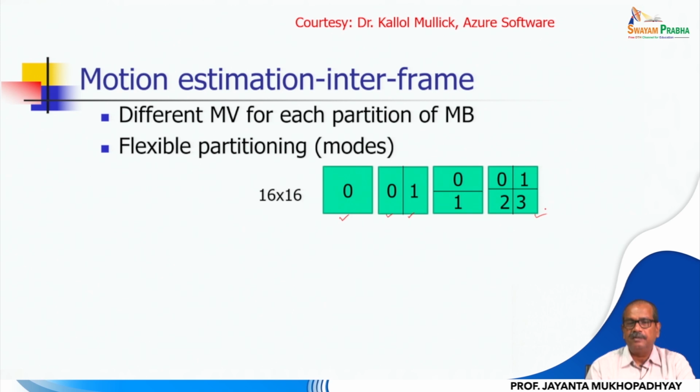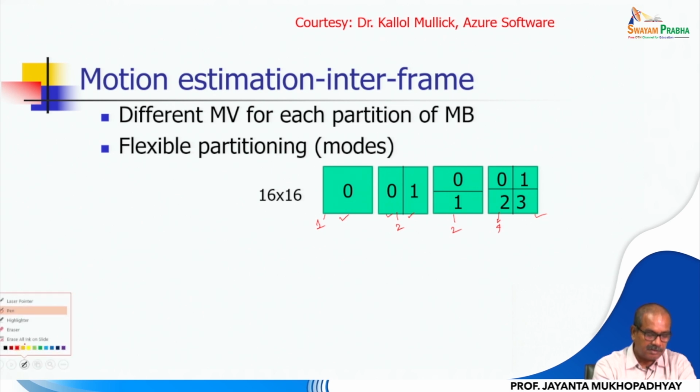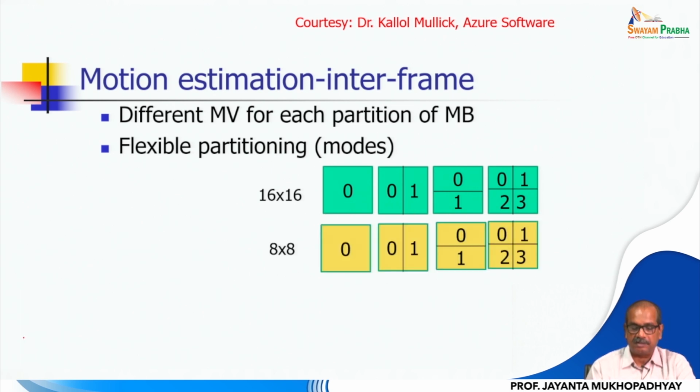For each one you will have a different number of motion vectors. For this one you require only 1 motion vector. For this one you require 2 motion vectors. For this one also 2. For this one 4. But it depends, because you will lose information if you don't do it, or your error would be very large, so effectively your compression will not be that much. You can do the same thing for 8 cross 8 also, with a similar partitioning scheme.